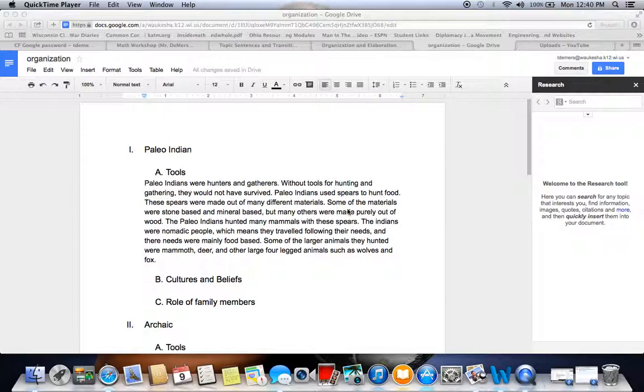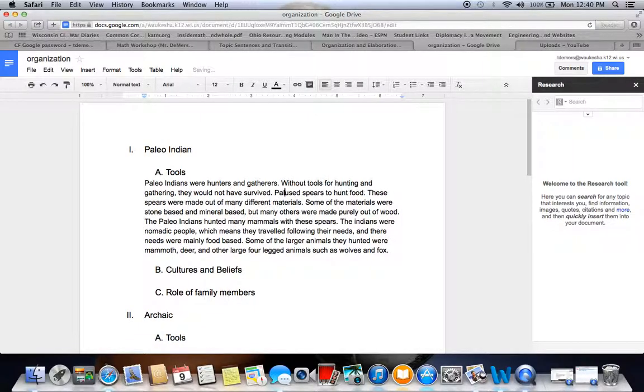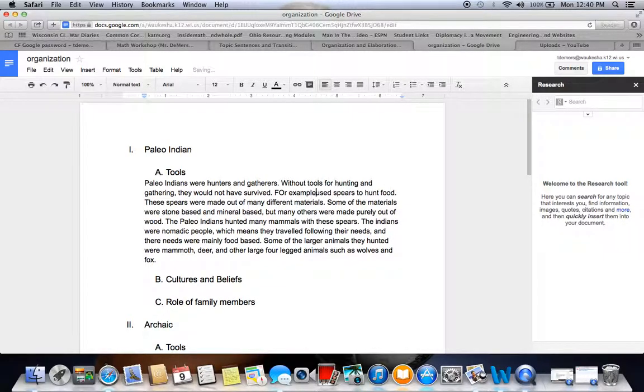So, Paleo-Indians were hunters and gatherers. Without tools for hunting and gathering, they would not have survived. Paleo-Indians use spears for food. So I see that now I'm using an example. So instead of saying Paleo-Indians again, and it sounds very repetitive if you keep repeating the same topic, instead of that, I'm going to say, for example, they used spears to hunt food. These spears were made out of many different materials.